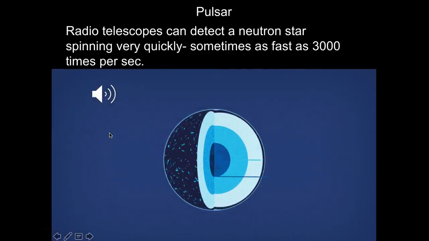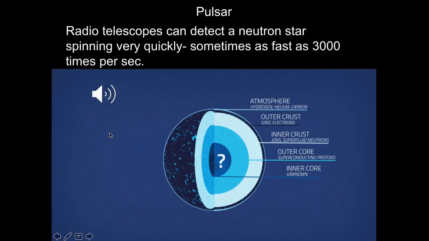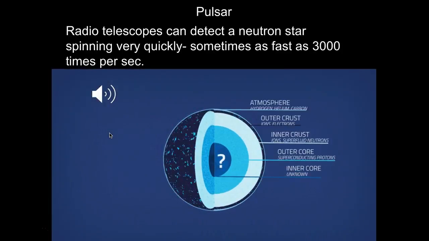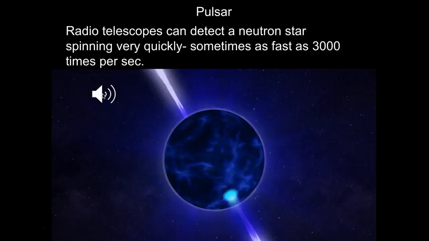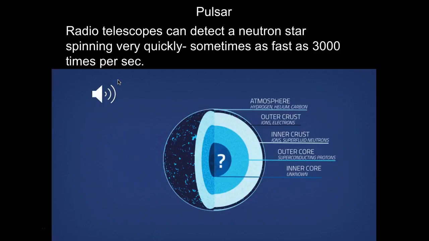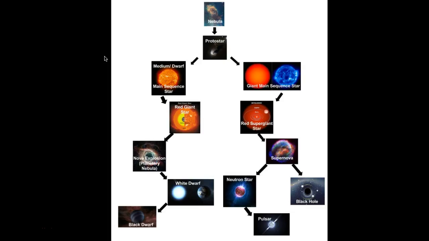And this is a pulsar. So a pulsar is a neutron star that's spinning really, really fast. And radio telescopes pick up the sound, and let's see if this will play for us. No, it's not going to play for us. Darn it. You can actually hear the sound of a pulsar, and they click, and they go around really, really fast. Sometimes as much as 3,000 times per second. That's how fast they can go.